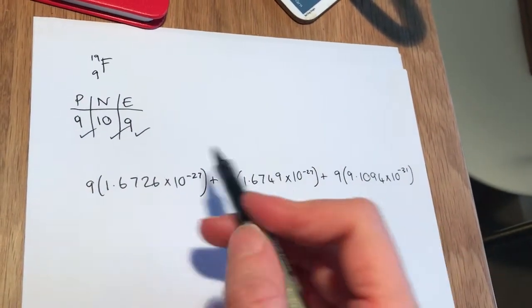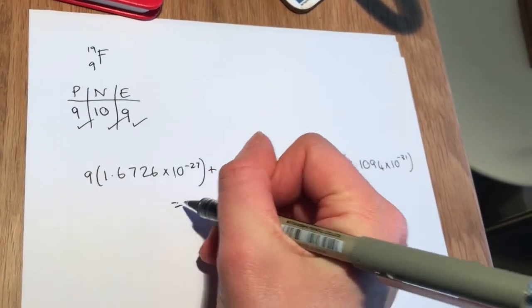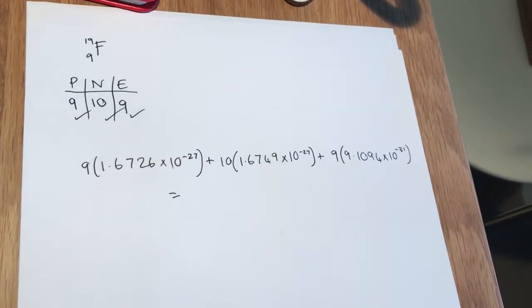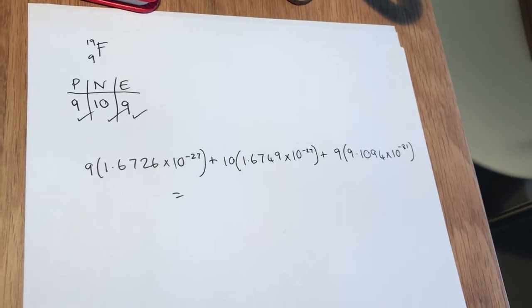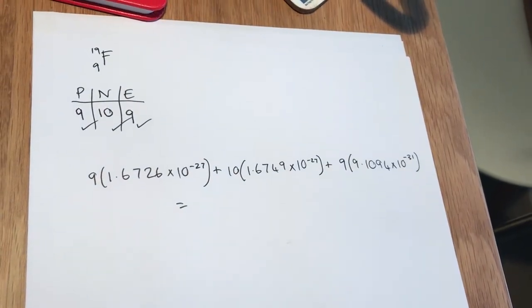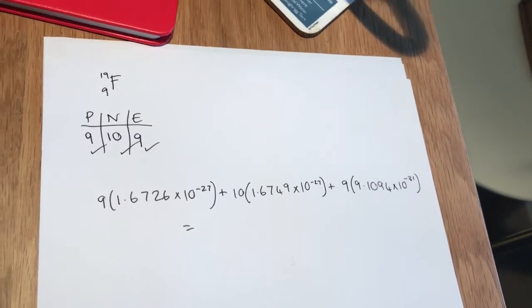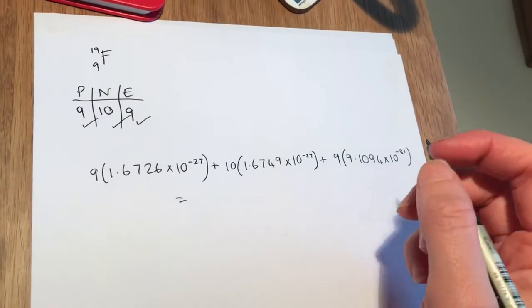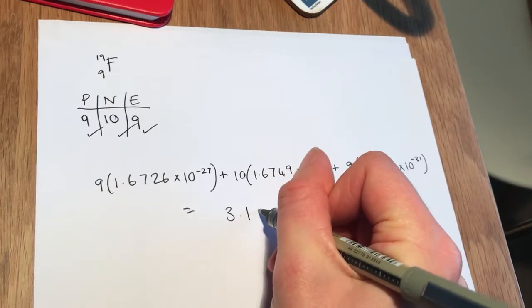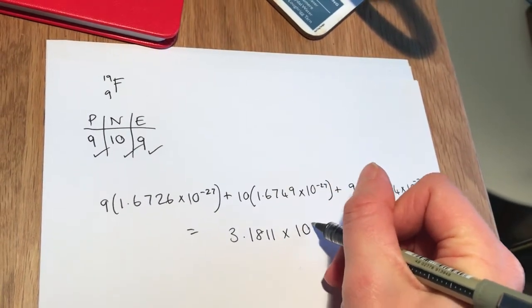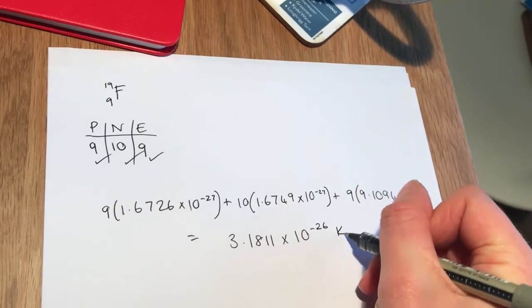So if we literally did that in our calculator and added all of that up, we would get the mass of the atom. Now I've made a rookie error and I have not brought a scientific calculator home with me. So I'm doing this on my computer. Here we go. And the answer that I've got is 3.1811 times 10 to the minus 26 kg.